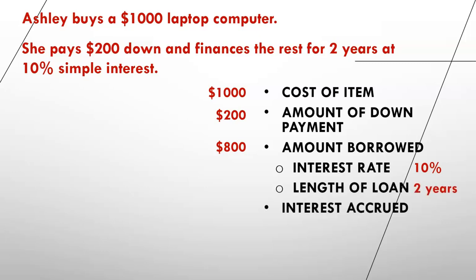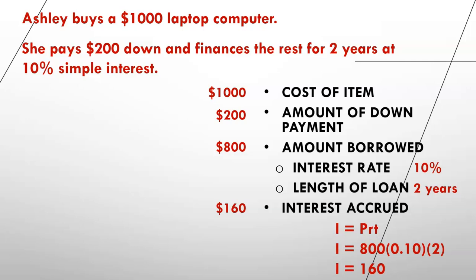Now let's find the cost of the loan. That's the interest that accrues. To do that, we'll use the simple interest formula. Interest equals principal times rate times time. The principal is the $800 that Ashley borrows. The interest rate as a decimal is 0.10, and the time in years is 2 years. So if we multiply those, we get a total interest over the life of the loan of $160.